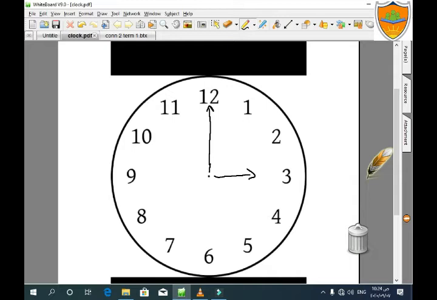Now, what time is it? The short hand is on 3 and the long hand is on 12. So it's 3 o'clock.